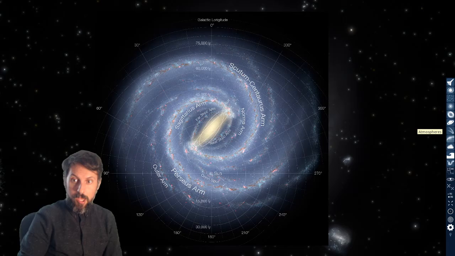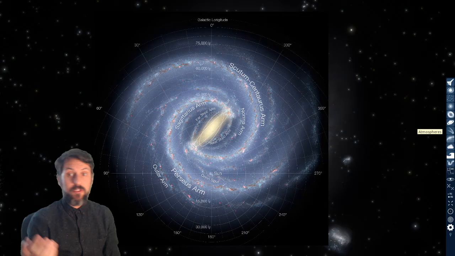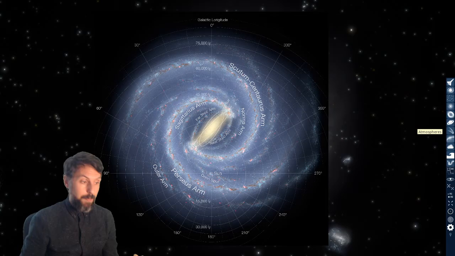And so if I bring this back over here, you can see that there are multiple arms of this spiral galaxy. This is a common thing we see in galaxies. Many of them have these spiral arms. We call them spiral galaxies because that's what they look like.